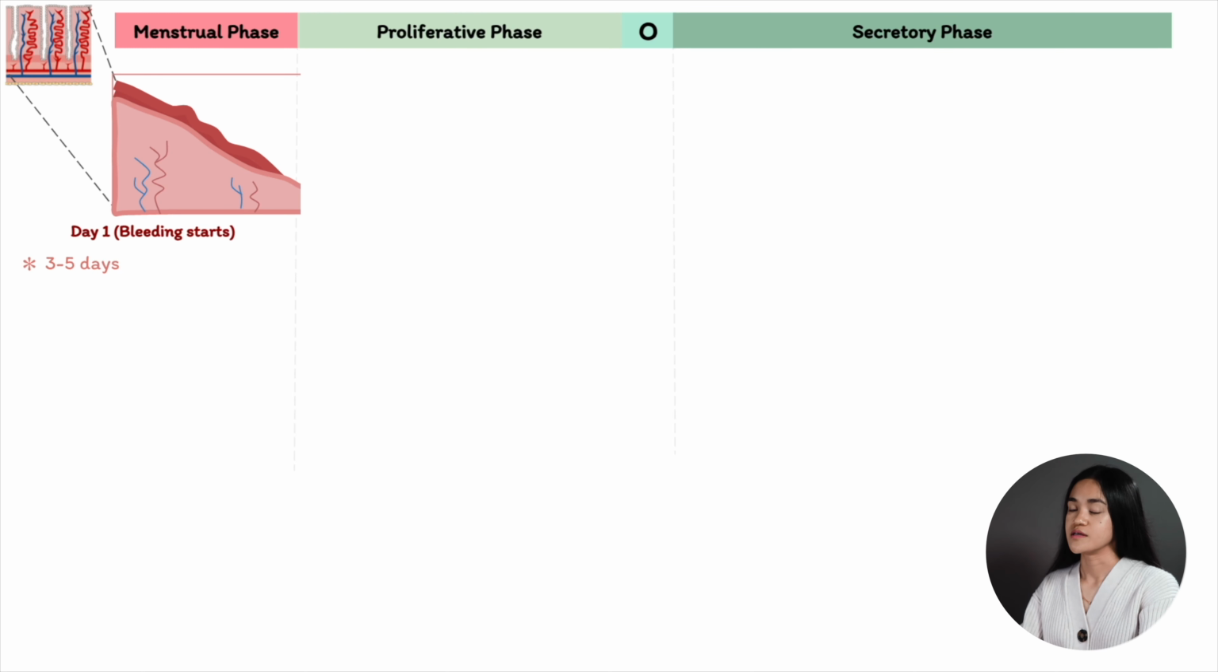During this time, the endometrium, the epithelial lining of the uterus, degenerates, and this is the source of the menstrual flow. The superficial layer, the stratum functionalis, is the part of the endometrium that sheds off. So how does this work?